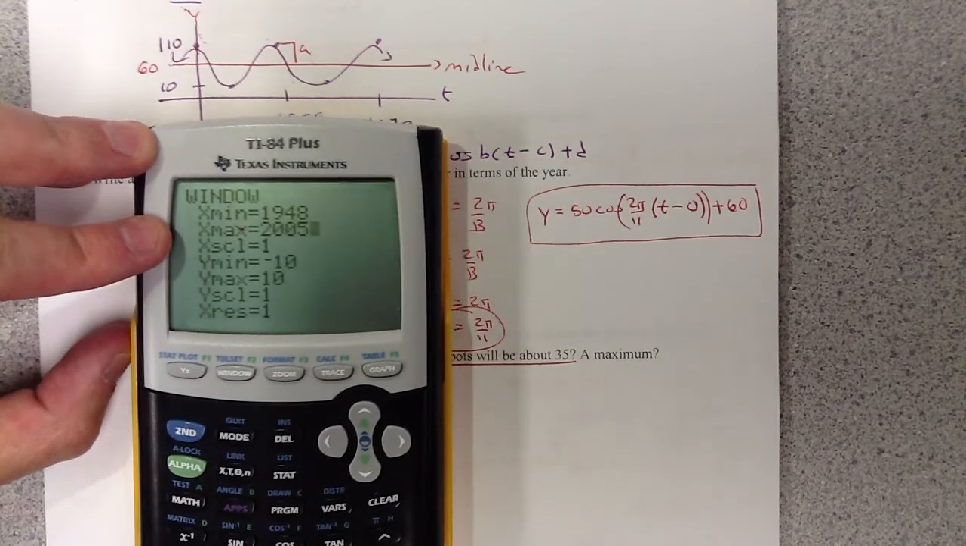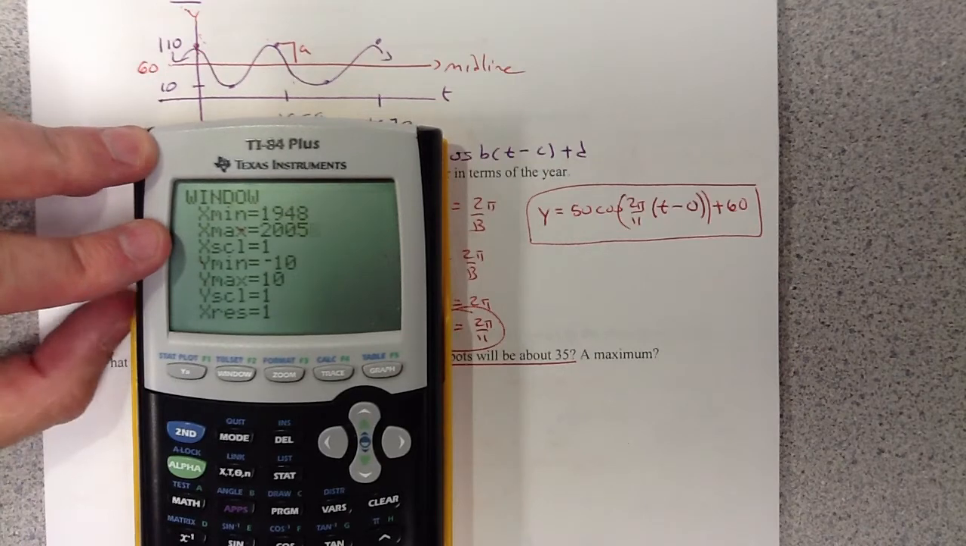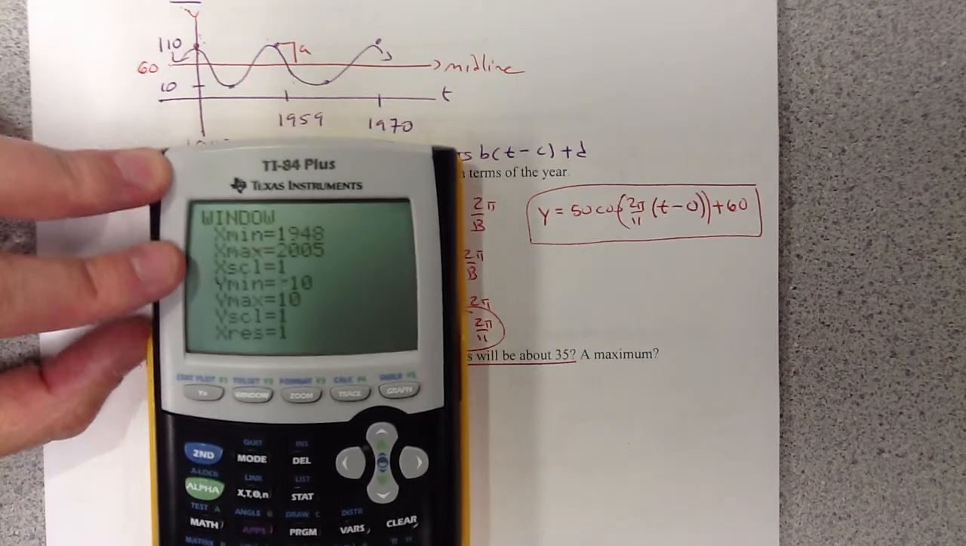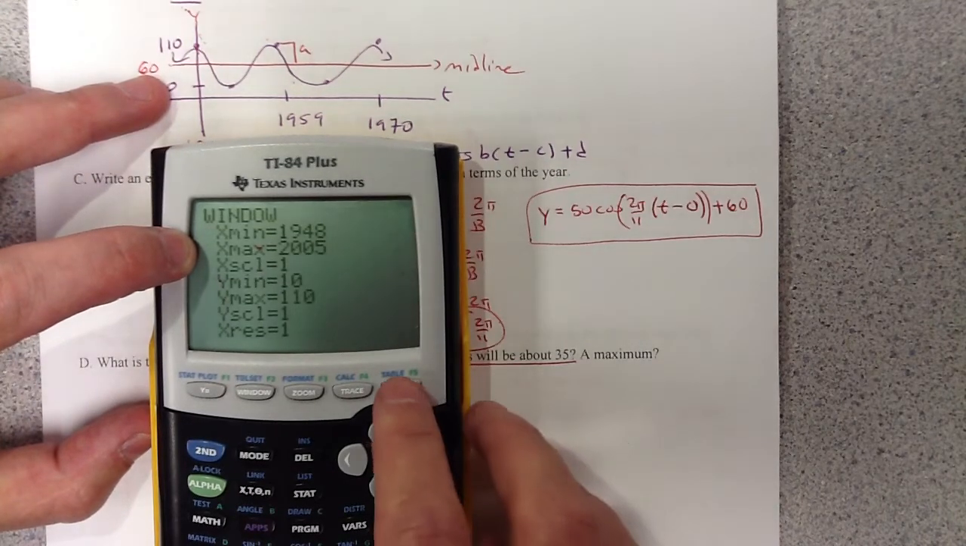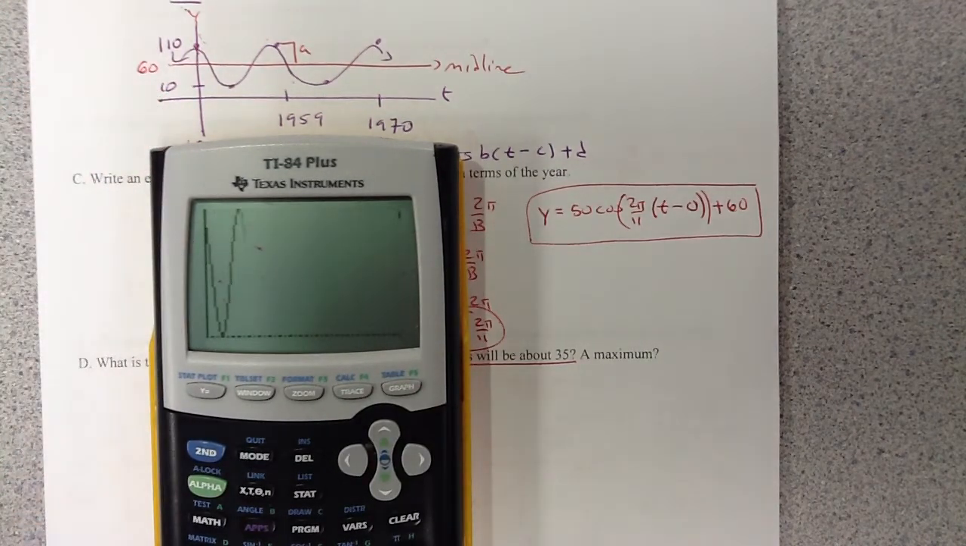All right. Remember those days. Remember when math was fun, right? Y minimum? My minimum is 10. My maximum is 110. And I'm going to graph it. There's our function. There it goes.